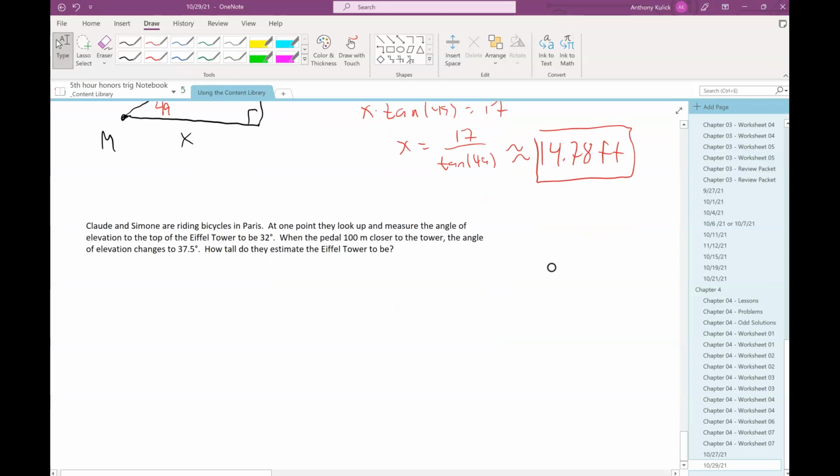So Claude and Simone are riding bicycles in Paris. At one point, they look up and measure the angle of elevation to the top of the Eiffel Tower to be 32. When they pedal 100 meters closer to the tower, the angle of elevation changes to 37.5. How tall do they estimate the Eiffel Tower to be? Still very humble.